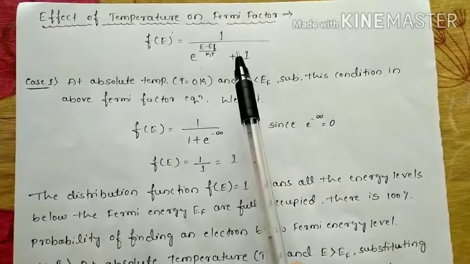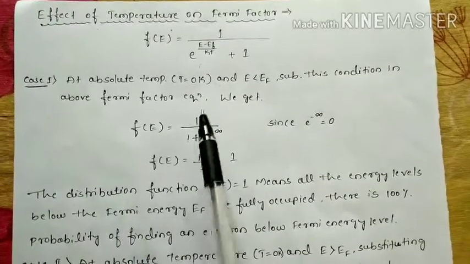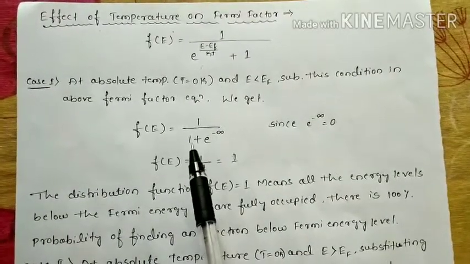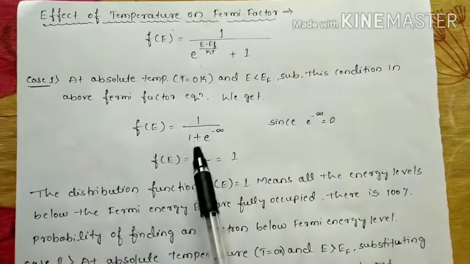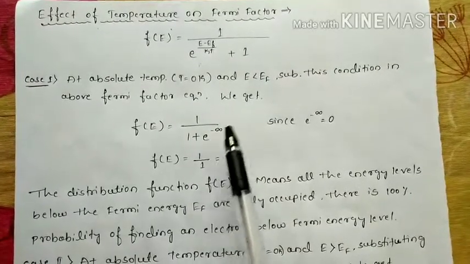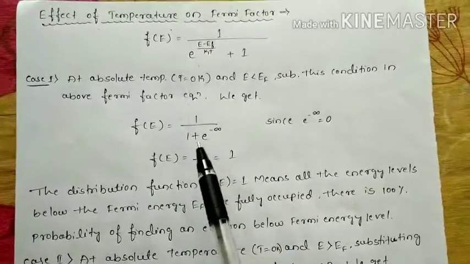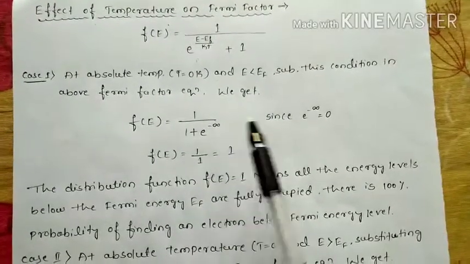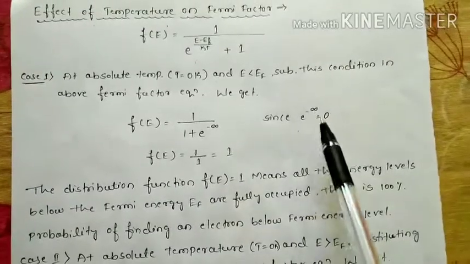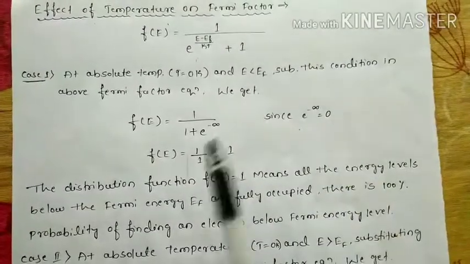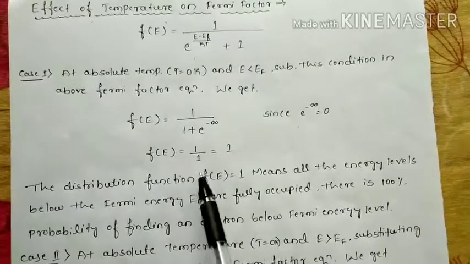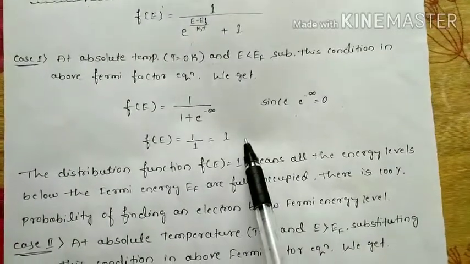f of E equals 1 divided by 1 plus e to the power of minus infinity. When we simplify this term, we get e to the power of minus infinity. Since we know that e to the power of minus infinity is 0, we get f of E equals 1 divided by 1, that is equal to 1.